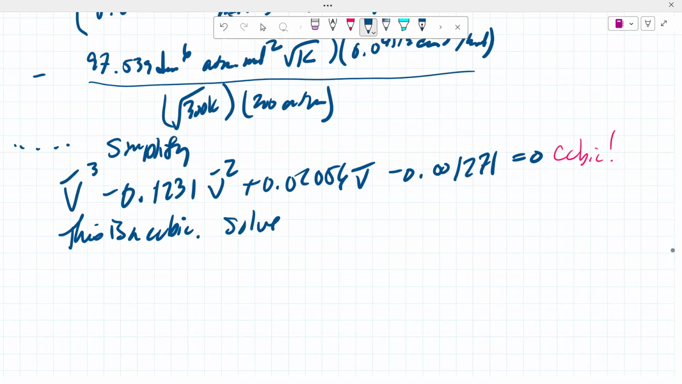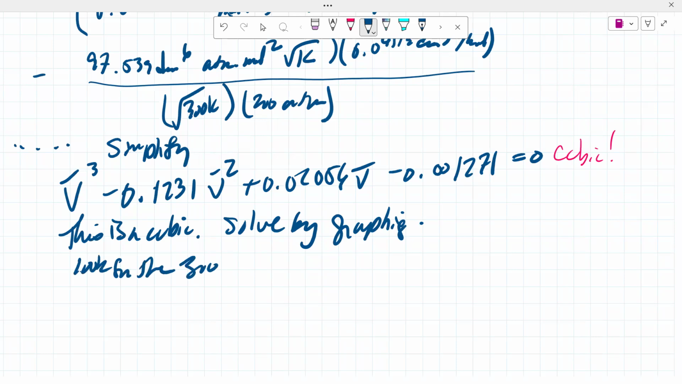So you can solve by graphing. Use a graphing calculator. We look for zeros. Alternately, it could be solved by a method called Newton-Raphson. You may have learned this in your algebra class, but I think the simplest thing to do is just solve it on your graphing calculator. We also have something called the law of corresponding states.